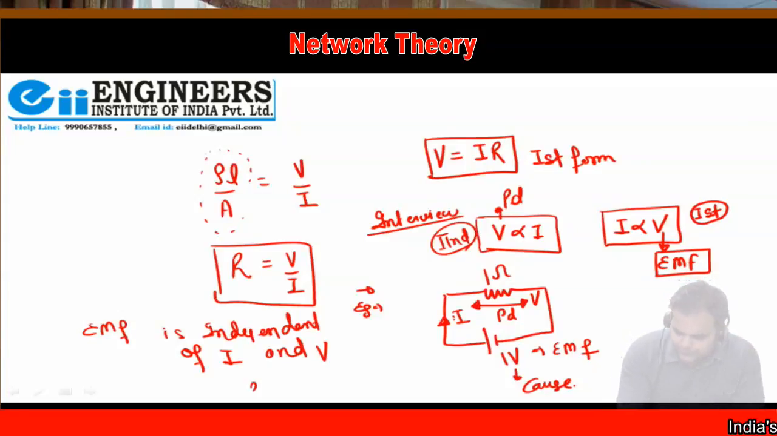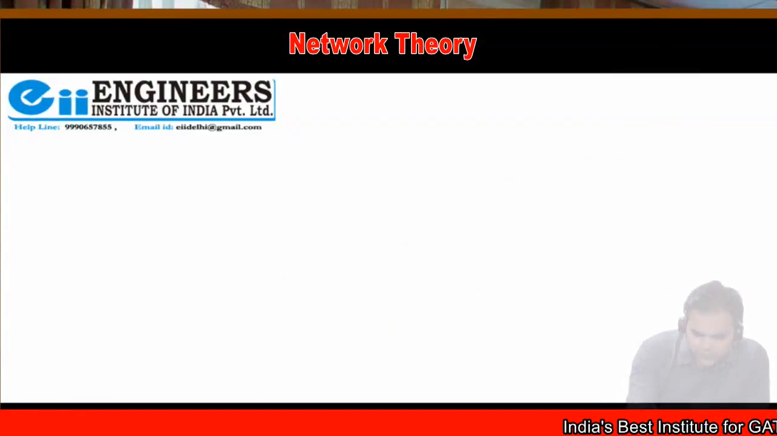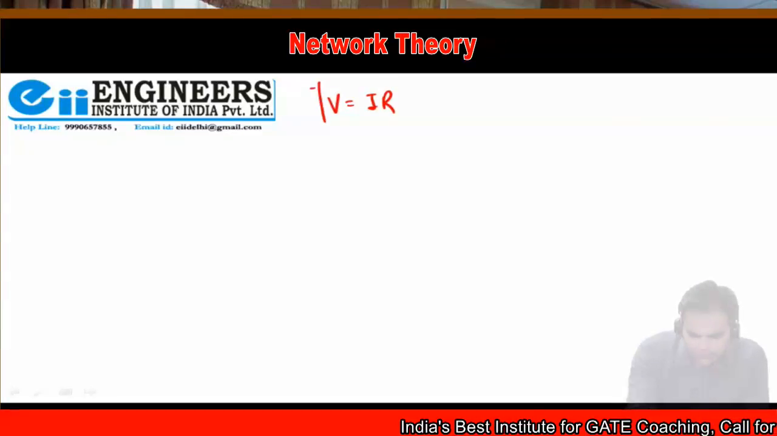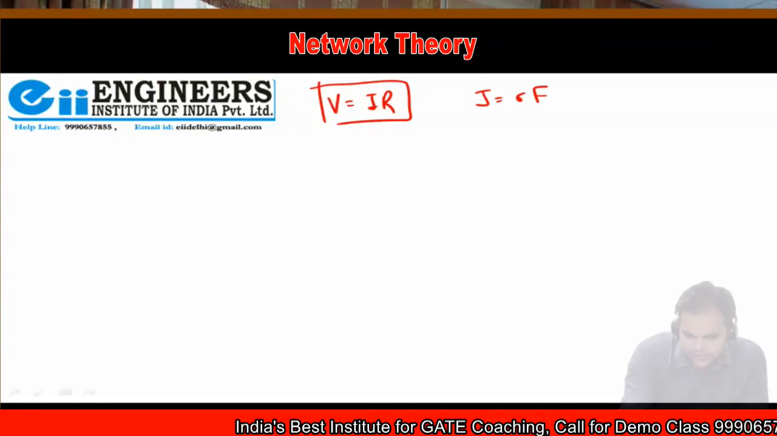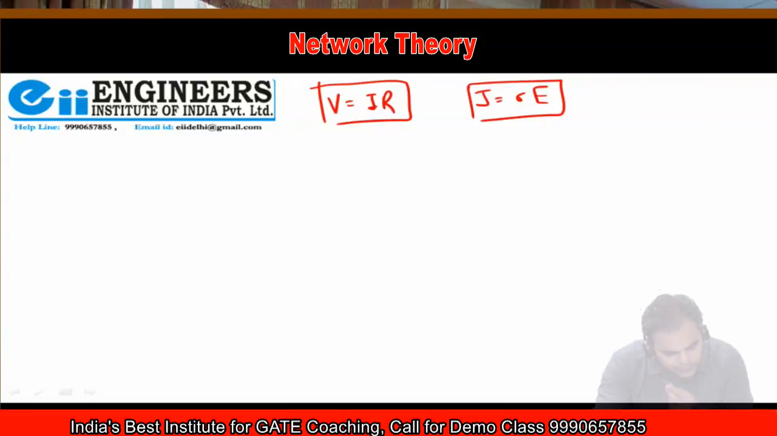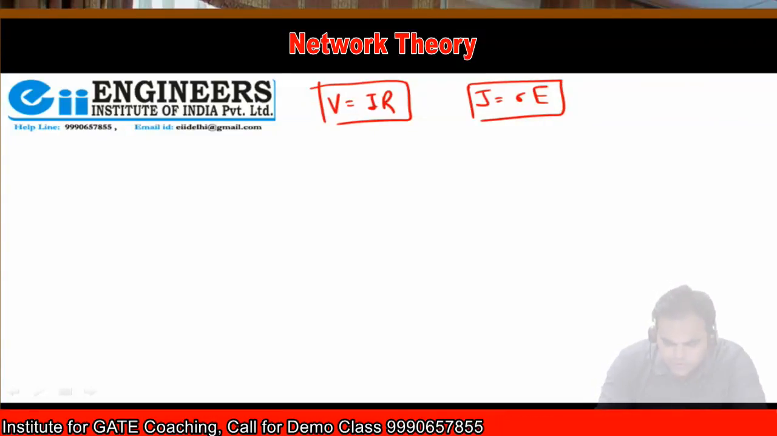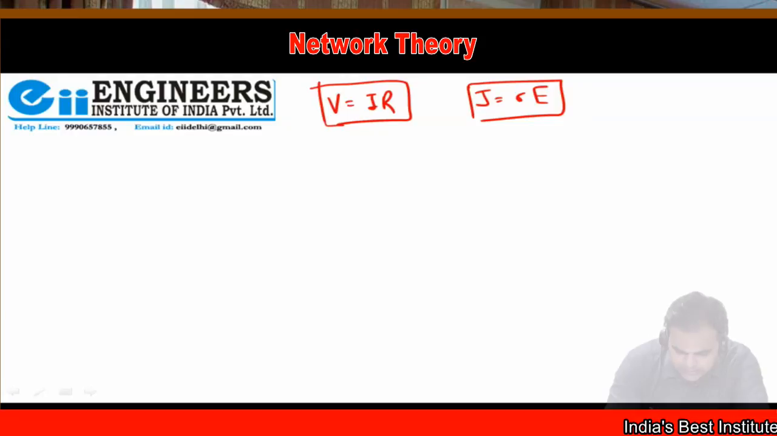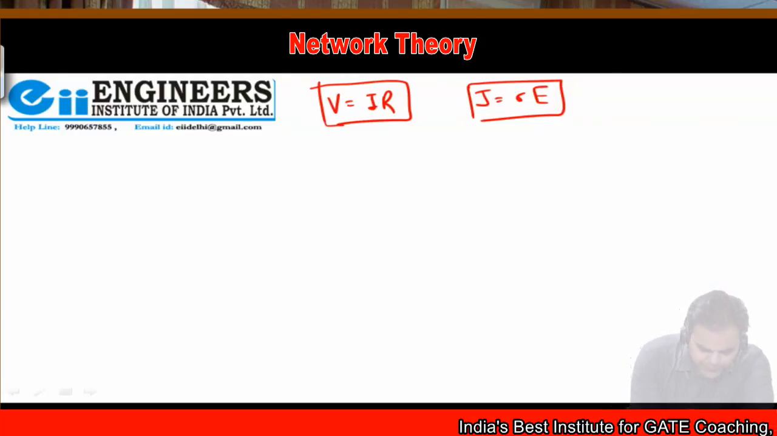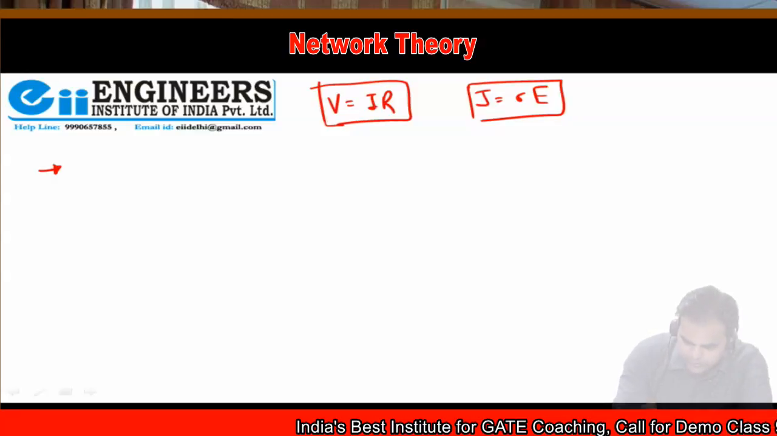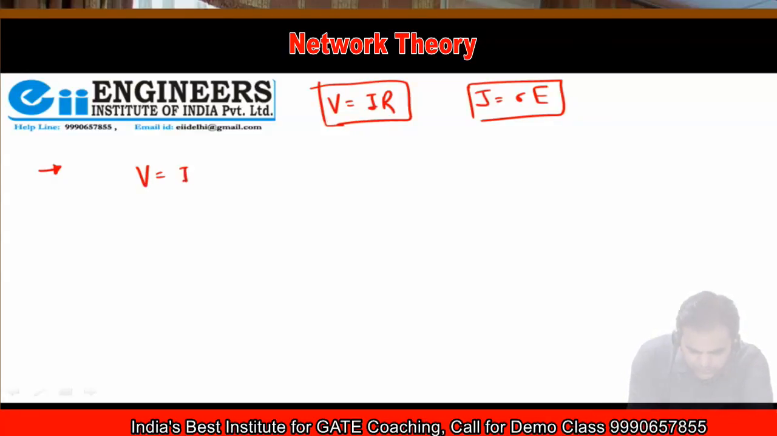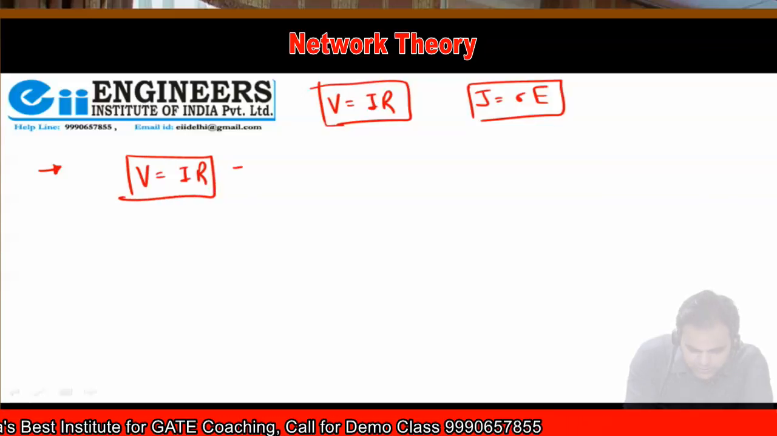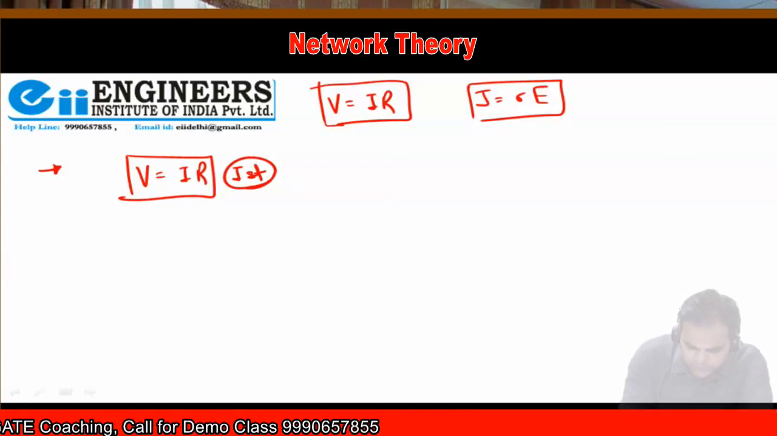Next, V is equal to IR, and J is equal to sigma E. At any constant temperature, current density is directly proportional to electric field intensity. The similar definition: at any constant temperature, potential difference is directly proportional to current. Now V is equal to IR. This is the first form of Ohm's law.